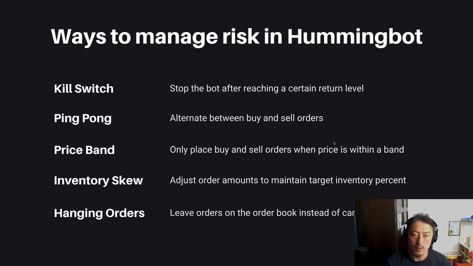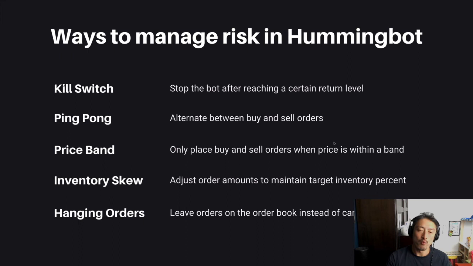And the last 2 parameters are a little bit more complex. We would recommend them for more advanced users. One of them is called inventory skew, and this is where you're trying to hit a certain target inventory percentage, and as you deviate from that percentage, the bot adjusts the buy and sell order amounts to try to get you closer to that target percentage. And finally, we have hang orders. This is more of an advanced strategy where instead of canceling orders, you leave them hanging on the order book. And the thinking there is that when the market's trending up, you're buying, but by leaving the sell orders out there, if the market does come down, then those sell orders will get hit, and you actually do end up buying lower and selling higher.